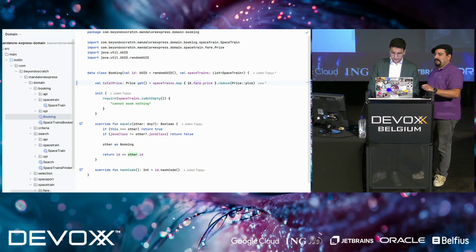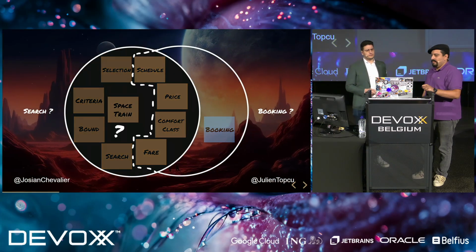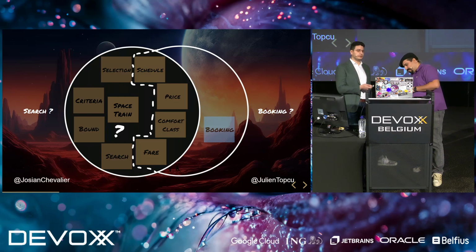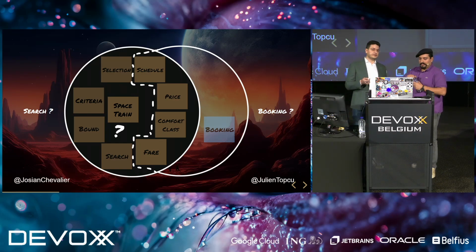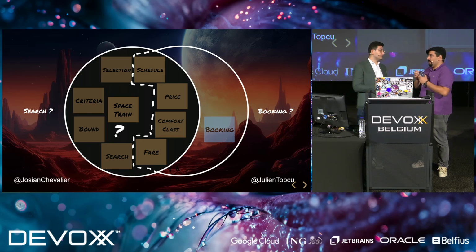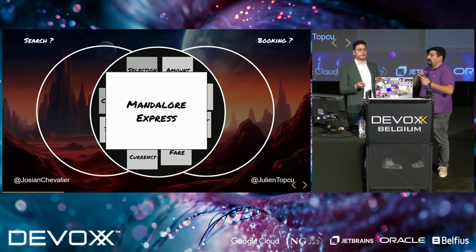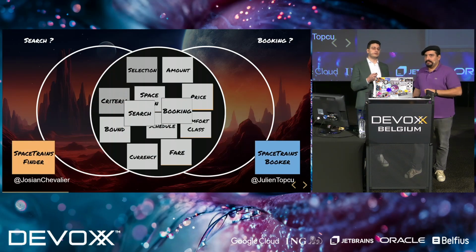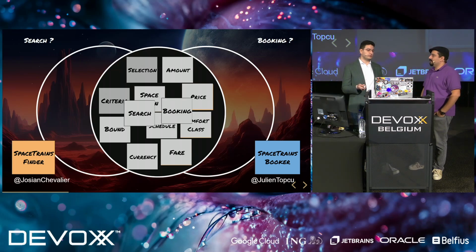I think it has no idea what we're trying to do, so let me try to explain it a bit better with another schema. As we accept that the boundary between the search and the booking domains is not very clear, we try to locate it better through the behavior instead of the concept. For that, we go through the Mandalore Express class because it's our domain service, and we split it into space train finders in the case of the search, and the space train booker in the case of the booking.